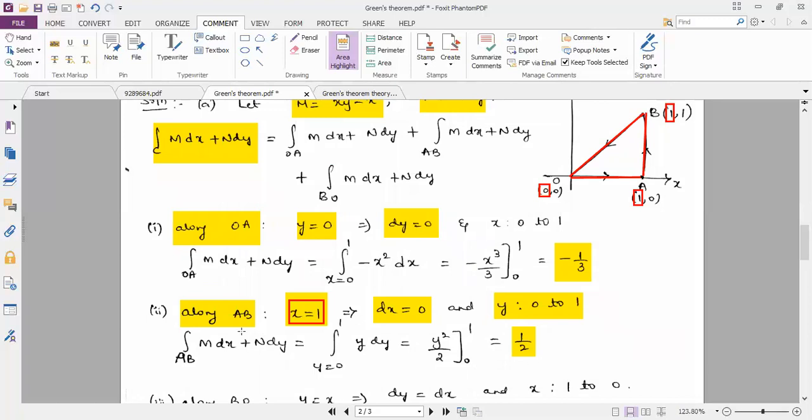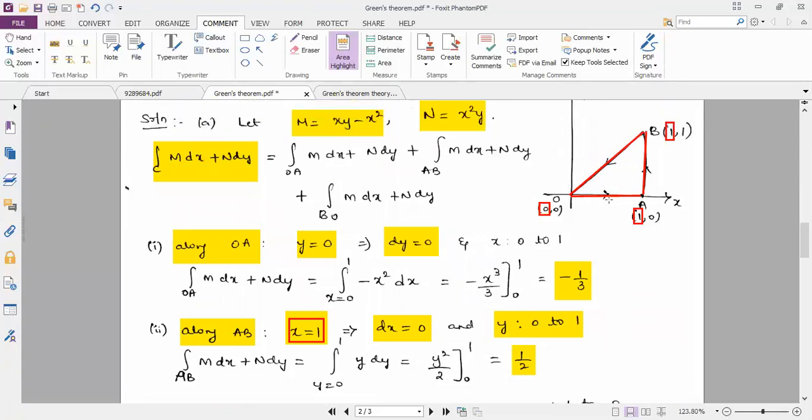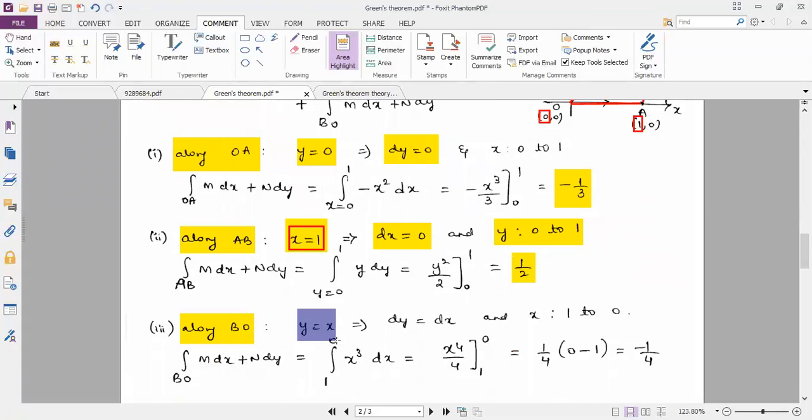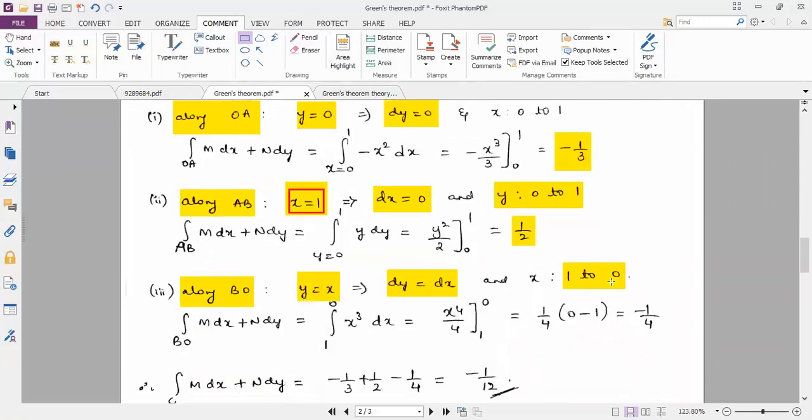This is along AB. Now thirdly, along BO. The directions are also very important. Looking at the figure, the equation of the straight line along BO is y equal to x. So differentiation gives dy equal to dx. And x varies from 1 to 0. Again, from the figure, we can observe that x is varying from 1 to 0. The direction matters, since we are talking about along BO. That's the reason x varies from 1 to 0.